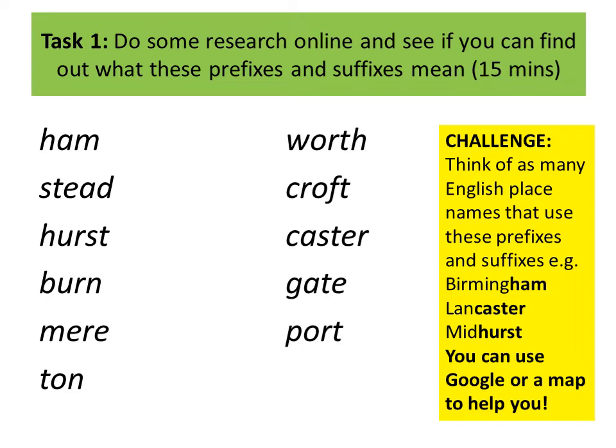For your first task, I would like you to do some research online and see if you can find out what these prefixes and suffixes mean, and you have 15 minutes to do that. If you finish, as a challenge, I would like you to think of as many English place names that use these prefixes and suffixes. So Birmingham, Lancaster, Midhurst, you can use Google or a map to help you. So please pause the video for 15 minutes in order to do that.